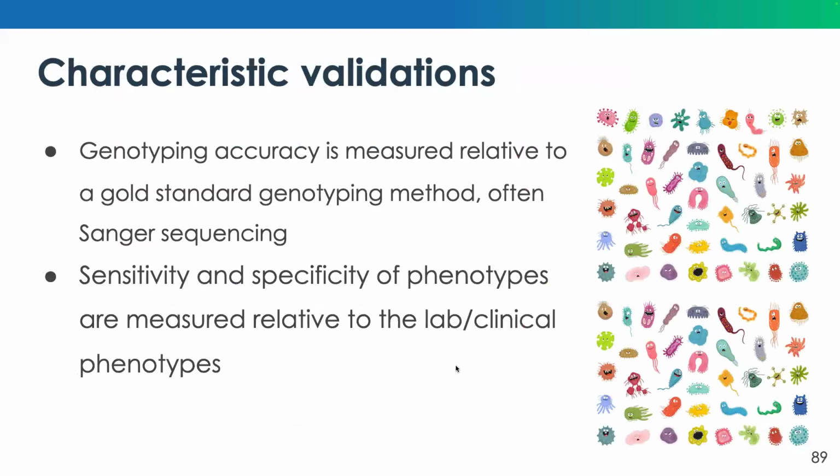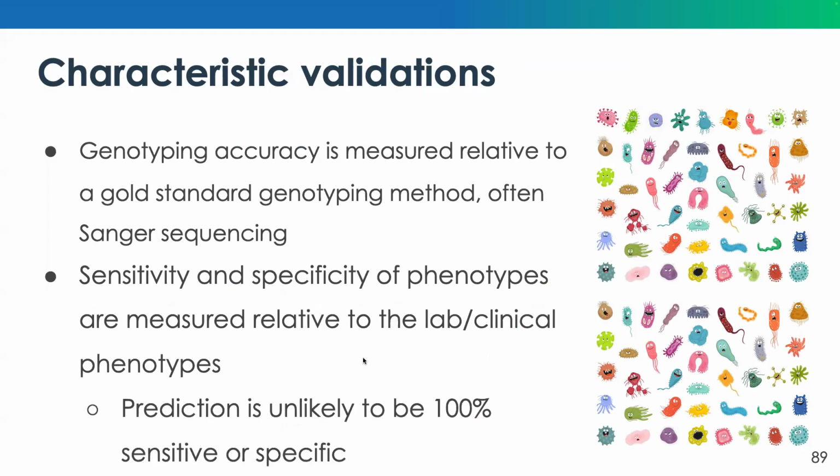So just to characterize validation, genotyping accuracy is measured relative to a gold standard genotyping method, which is often Sanger sequencing. And the sensitivity and specificity of the phenotypes are measured relative to the clinical phenotype. So obviously here it's always expected that your clinical phenotype that you identify in the lab is always the gold standard. Again, remember that prediction is unlikely to be 100% sensitive or specific.